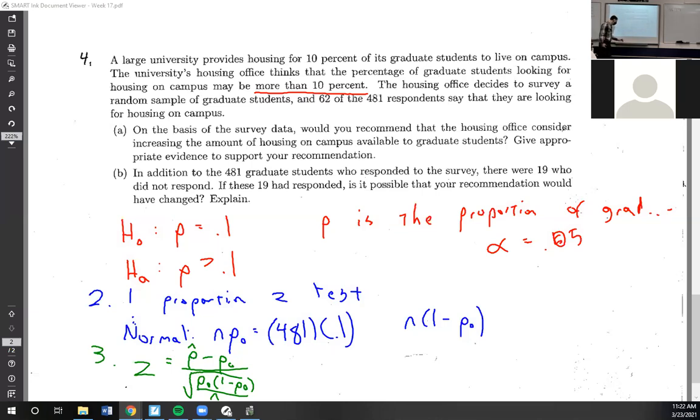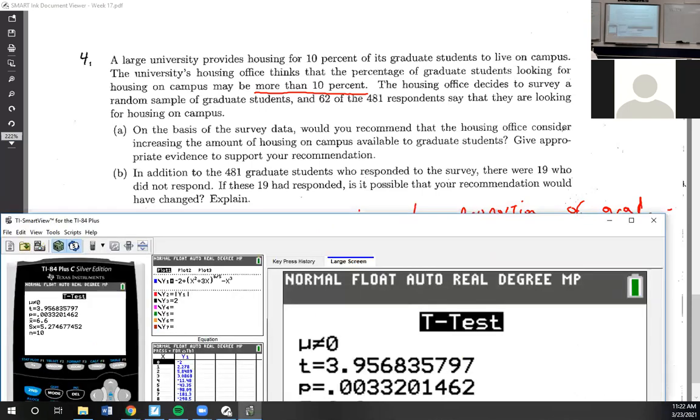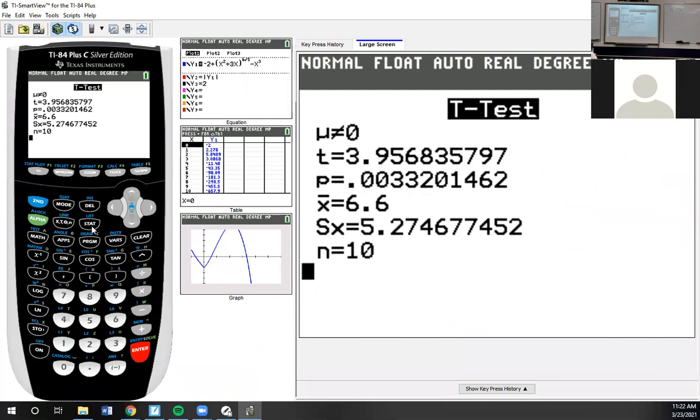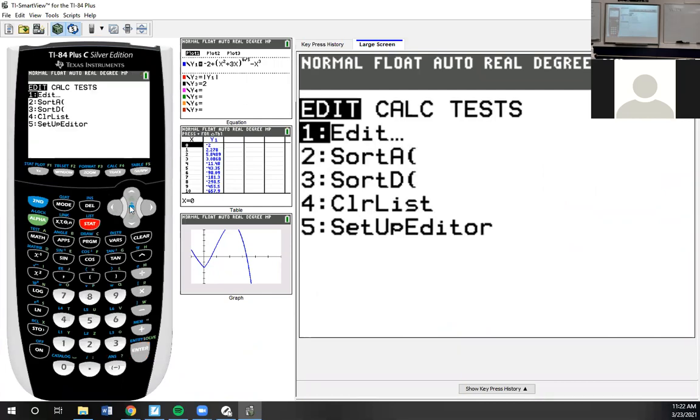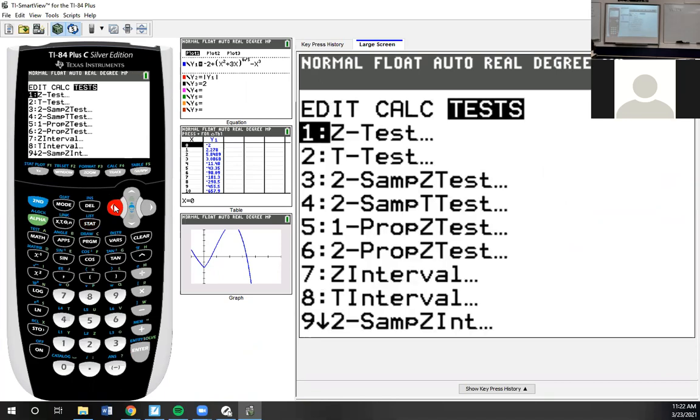So the last thing I want to do here before I take questions is make sure we can get this out in the calculator. So go onto your calculator. It's going to be one proportion z-test. And make sure your answer matches mine. And if it doesn't, let me know in a minute. Stat, Tests, down to one proportion z-test.